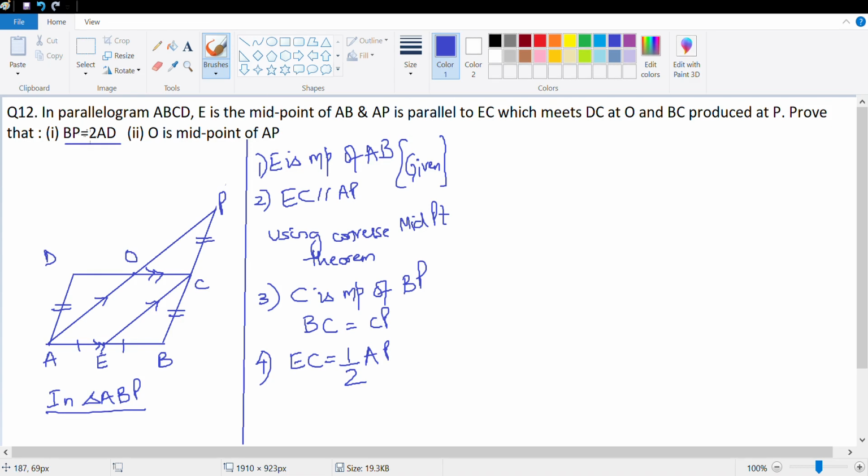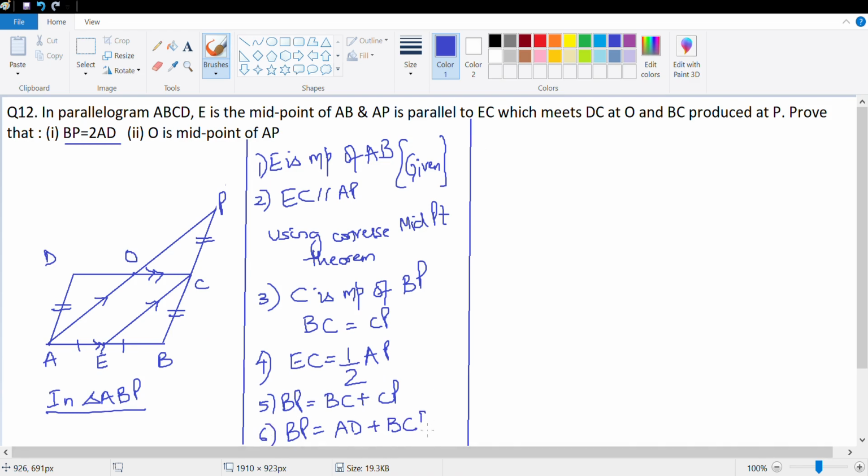Perfect. What I need to do is show BP is equal to 2AD. Now, where is BP? I think I've already got my answer. So, number 5, BP is equal to BC plus CP. And BP will be equal to BC, instead of BC I write AD. Why? Because BC and AD are equal, they are opposite sides of a parallelogram. Plus, instead of CP, I'll write BC. Let's just write this down.